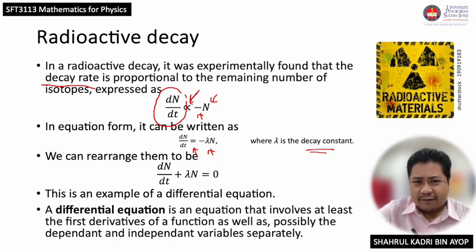So what is a differential equation? A differential equation is an equation that involves at least the first derivative of a function, as well as possibly the dependent and independent variables separately. So that means in this equation, you can see there is a first derivative of N. So that's why we call it a differential equation.